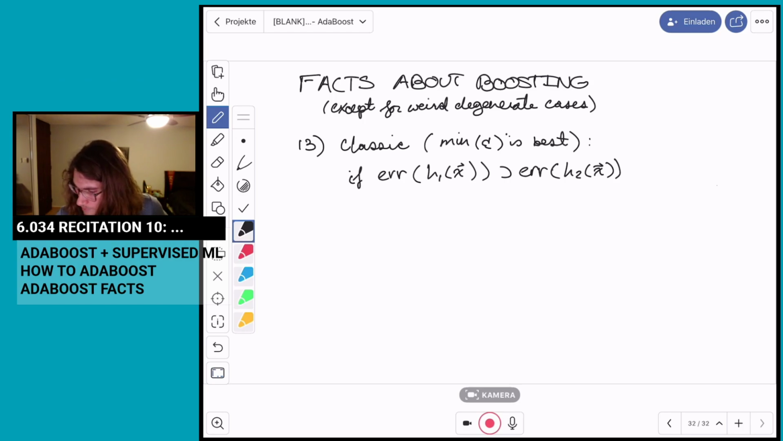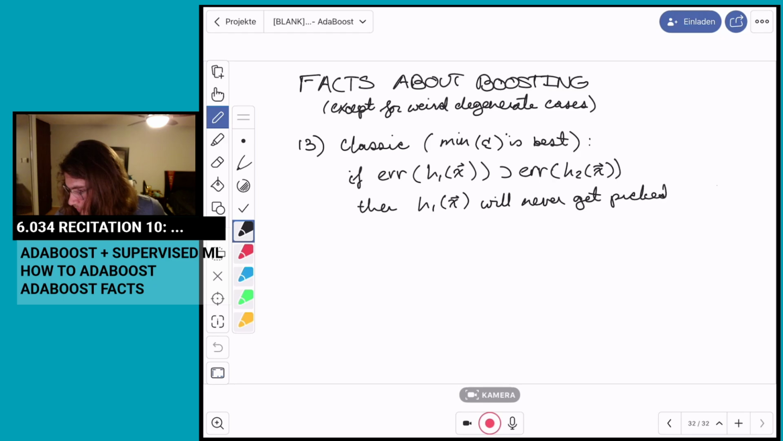Then h1 of x will never get picked. If you think about it, if you're looking for the minimum error rate, then in this setup, h1 of x commits all the same mistakes of h2 of x, the weak classifier h2, and a few more. That's what I mean by a strict superset. So h2 always commits fewer mistakes than h1, which means h2 will always be preferred if you're looking for minimum error rate.